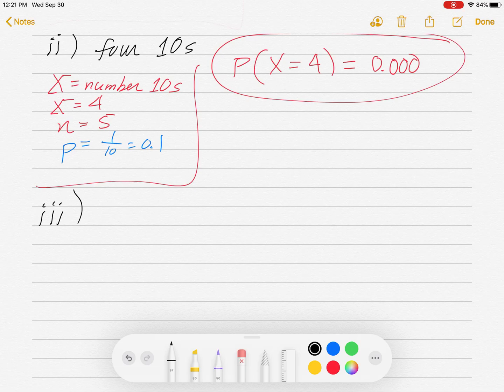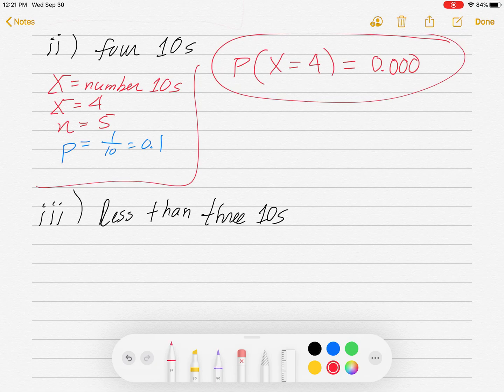Okay, number 3. What is the probability of getting less than 3 tens? Let me write it out in words.